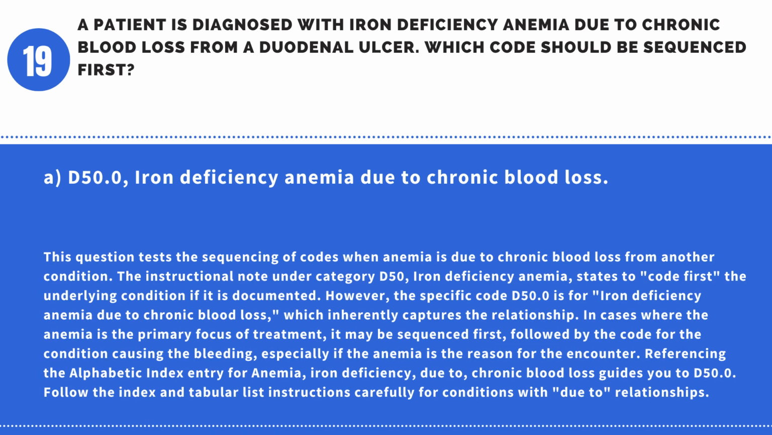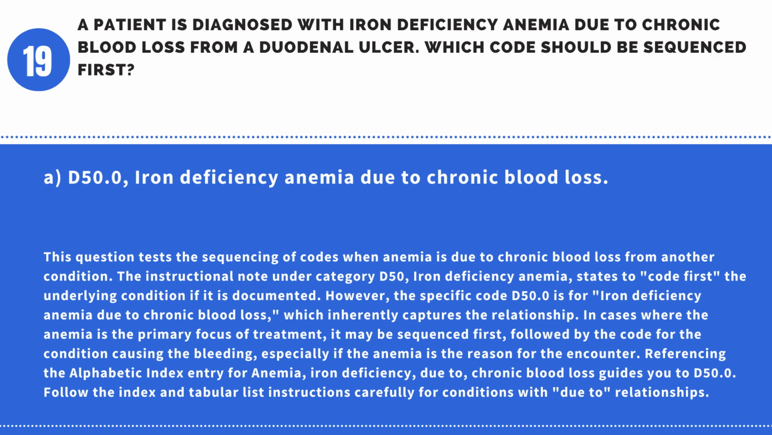Answer: A. D50.0, iron deficiency anemia due to chronic blood loss. This question tests the sequencing of codes when anemia is due to chronic blood loss from another condition. The instructional note under category D50, iron deficiency anemia, states to code first the underlying condition if it is documented. However, the specific code D50.0 is for iron deficiency anemia due to chronic blood loss, which inherently captures the relationship.